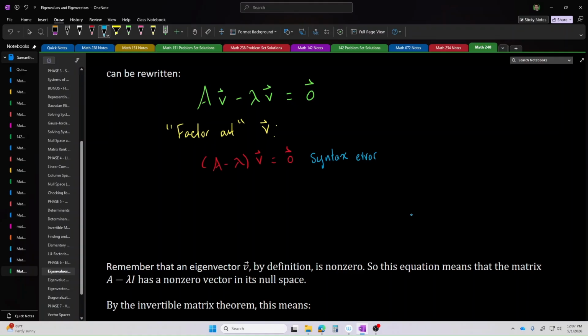It has a syntax error because this subtraction, matrix minus number, is not defined. We don't have a way of taking a matrix and subtracting a scalar from that matrix. There's a type mismatch here.